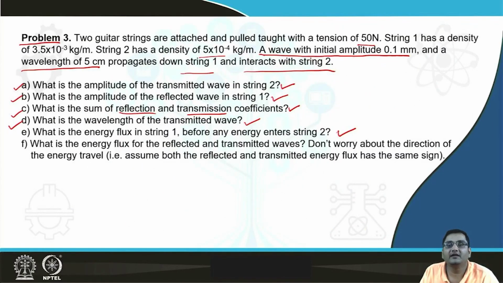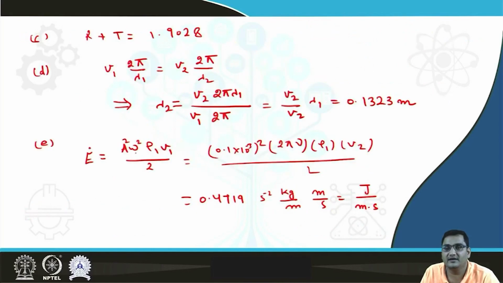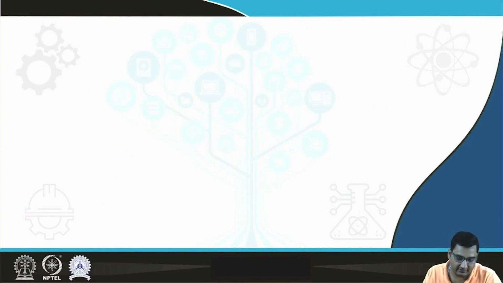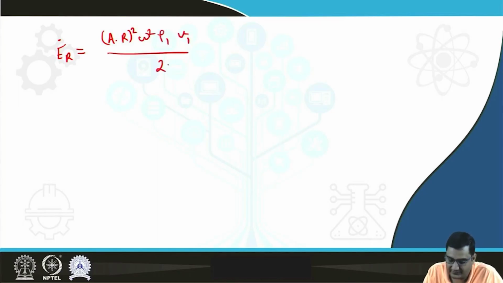The last question asks what is the energy flux for the reflected and transmitted waves. Don't worry about the direction of the wave energy, which means both the reflected and the transmitted energy flux have the same sign. So now ER dot we need to calculate, and that will be equal to amplitude into reflection coefficient square, that is omega square rho 1 V1 by 2. When you calculate it, it will come out to be 0.0962 joule by meter second.